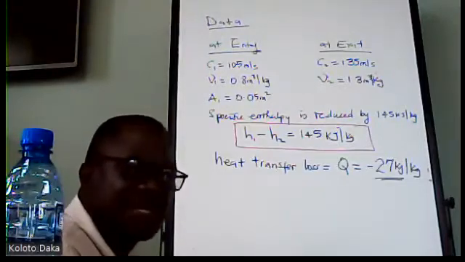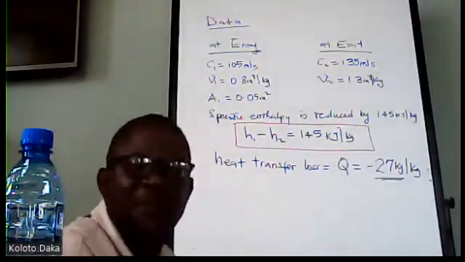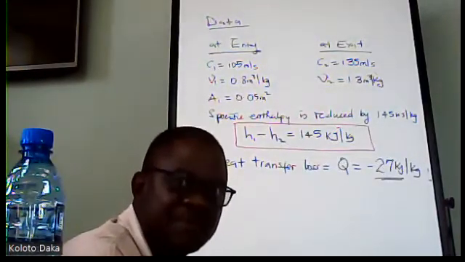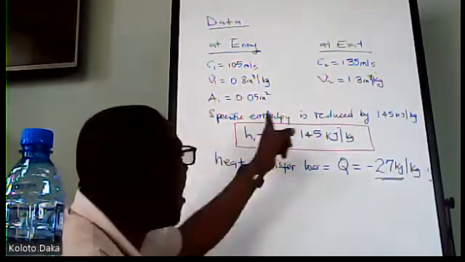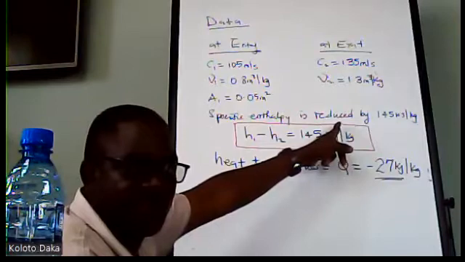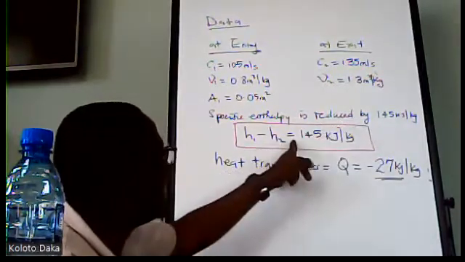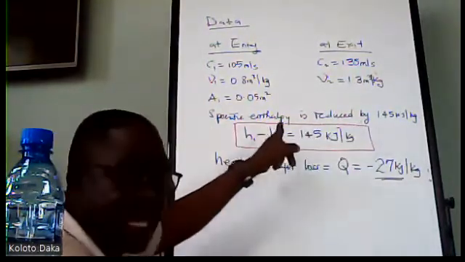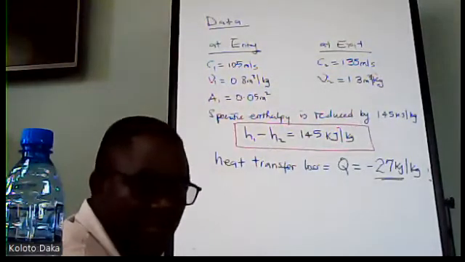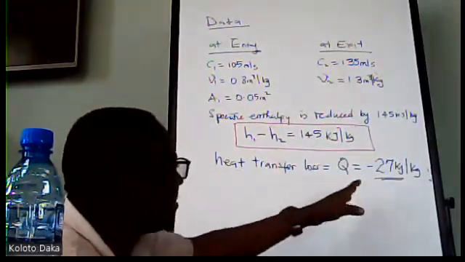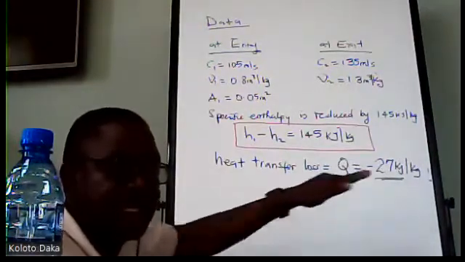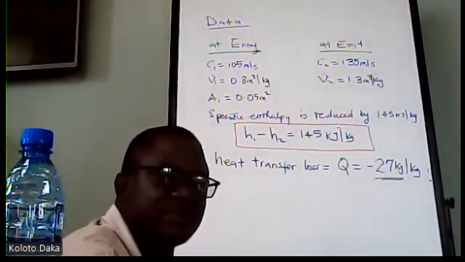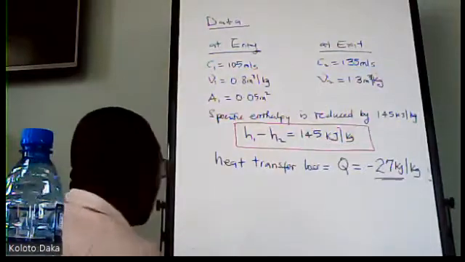So, listen, gentlemen. The matter with applied thermodynamics, you need to understand the language. You need to learn the language. So when we say enthalpy reduced, just know that it is H1 minus H2. If enthalpy has increased, it will be H2 minus H1. Heat transfer loss is negative. Heat rejected is negative. Heat supplied is positive.